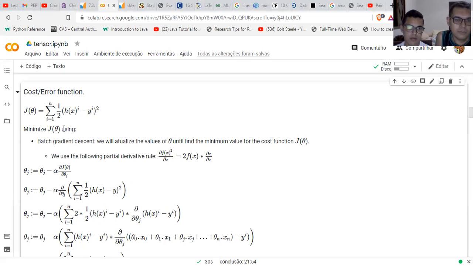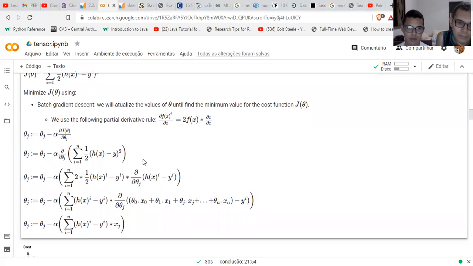So I just put this function here, and the first rule that we use is the derivative of the outer product. The 2 goes down. Basically, in this situation, f of x is equal to h of x minus y. The 2 that was the exponent comes down, multiplying, and then we multiply this by the derivative of the inner product, just like in the rule that we put.